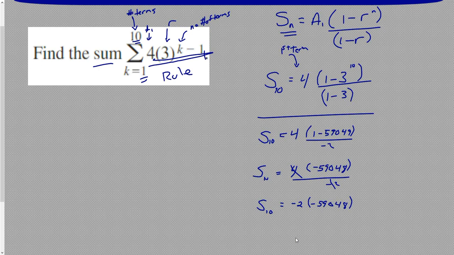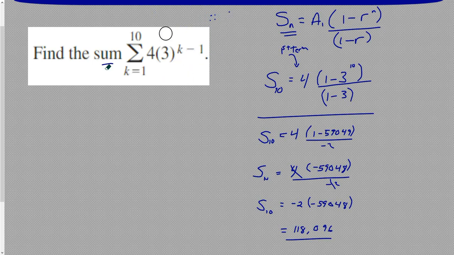So it's a negative times a negative. This answer will be positive. And I'm just going to take that number, multiply by negative 2, so I end up with 118,096. So if I add up the first 10 terms of this rule, what we end up with is 118,096.